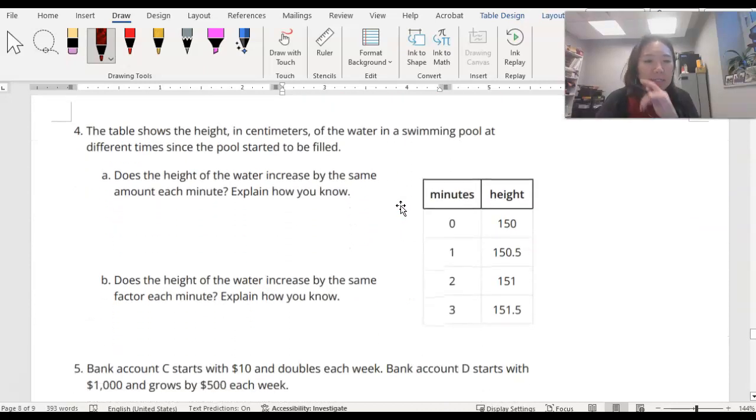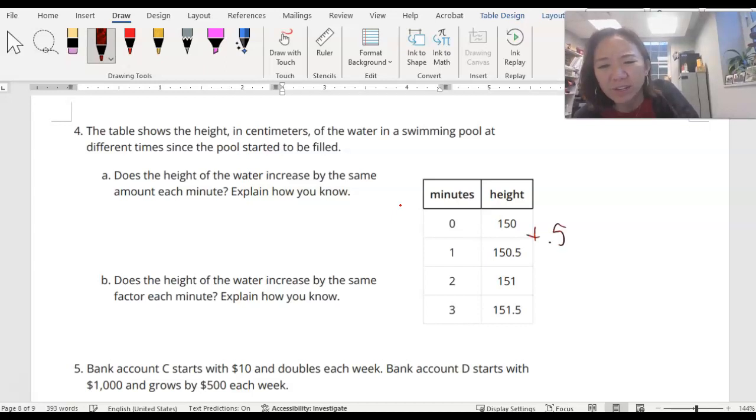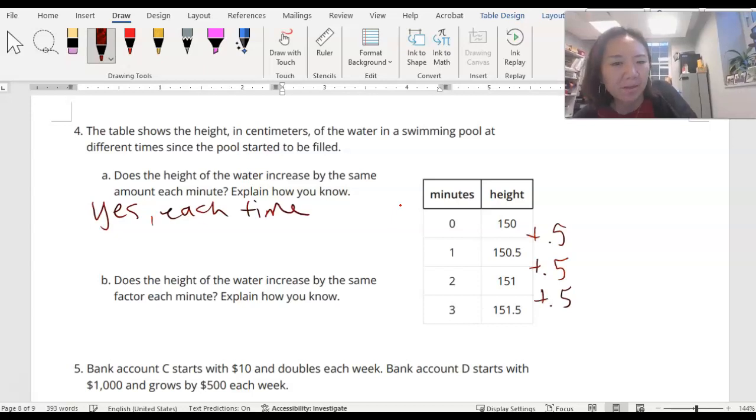For number 4, it says the table shows the height in centimeters of water in a swimming pool at different times since the pool started to be filled. Does the height of water increase by the same amount each minute? Explain how you know. So here I'm going plus 0.5. Here I'm going plus 0.5. And then from here to here I'm going plus 0.5. So yes, each time 0.5 centimeters are added.